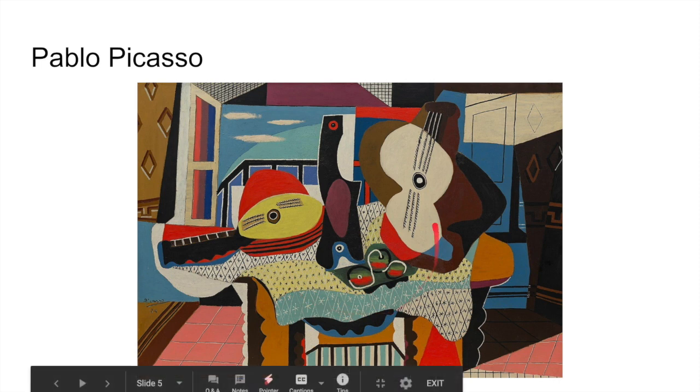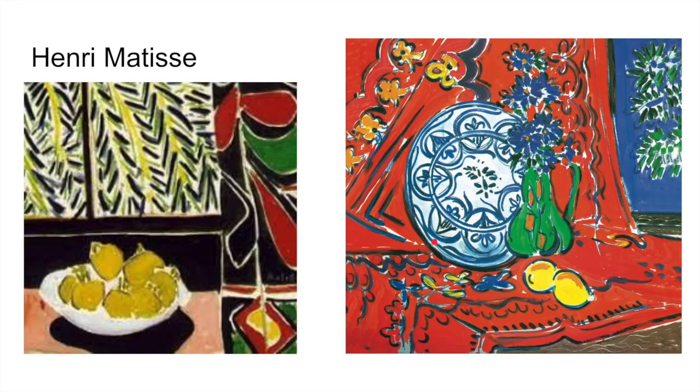So this is one of my favorite still lifes from modern art. This is Henri Matisse. He's one of my favorite artists of all time. He's a collage artist like myself. He's also very interested in pattern. A lot of times you see his work full of patterns.